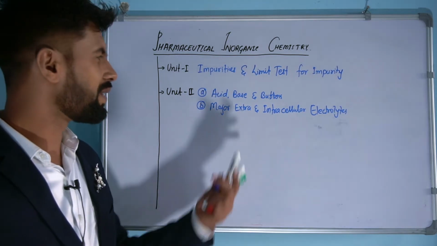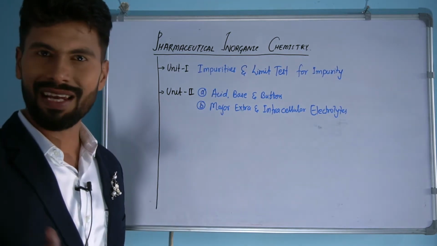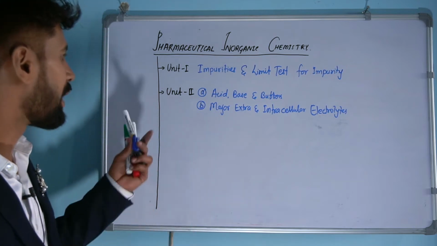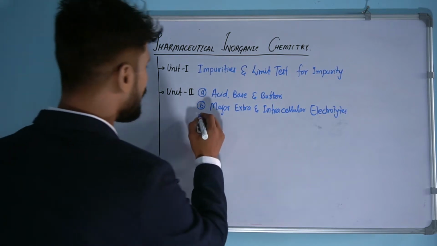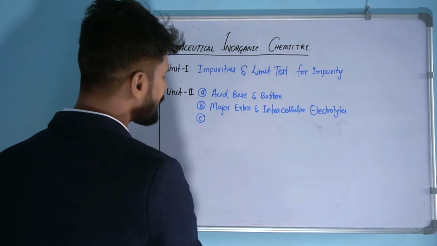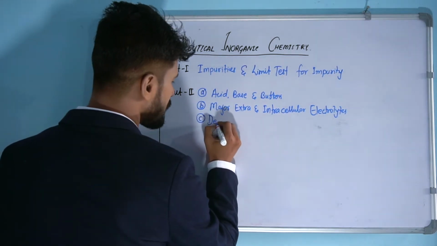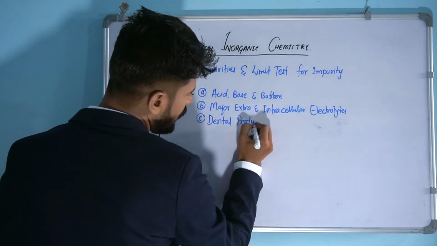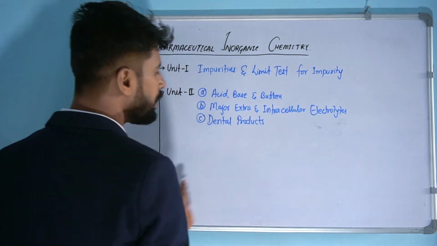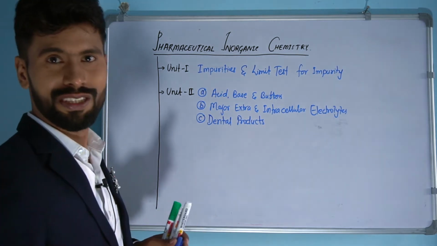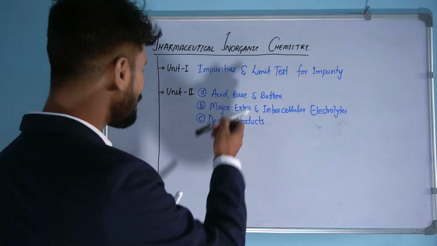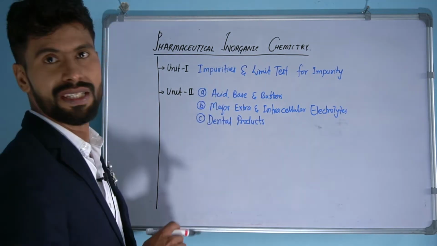You already know electrolytes, right? You have seen saline and you have seen ORS. All those things come under electrolytes. Third, we are going to discuss dental products. We will discuss various dental products which are used for teeth, right? If you study all those 3, it means your unit 2 is over.